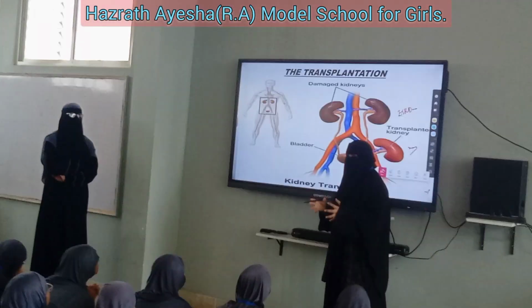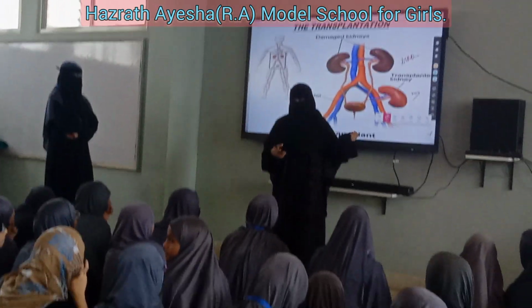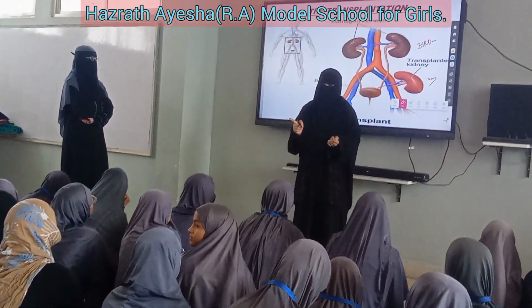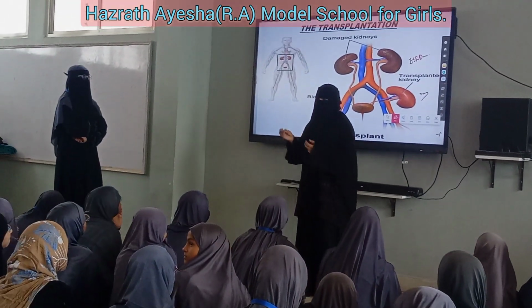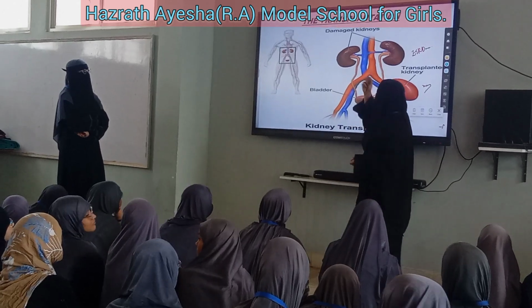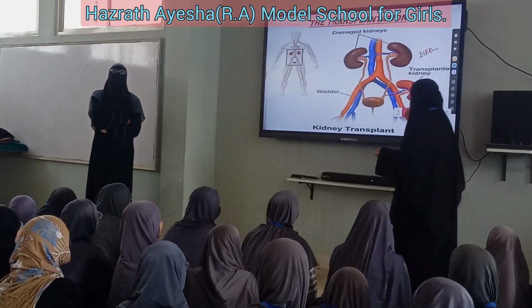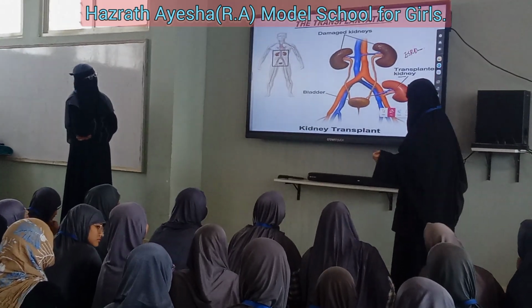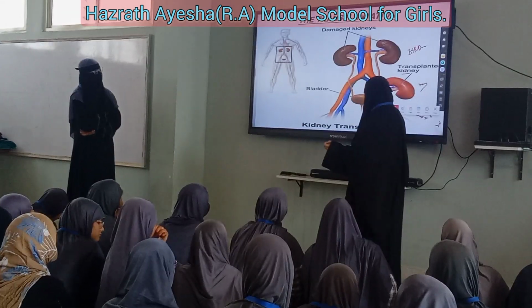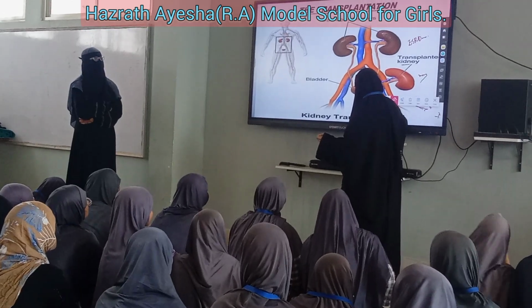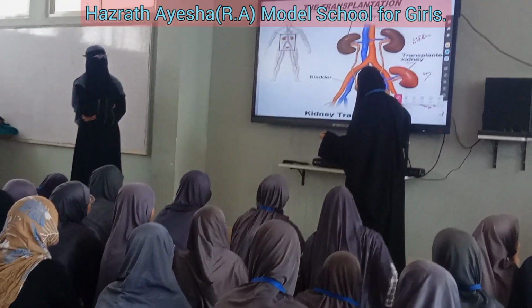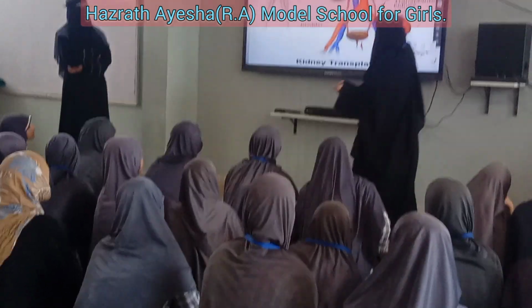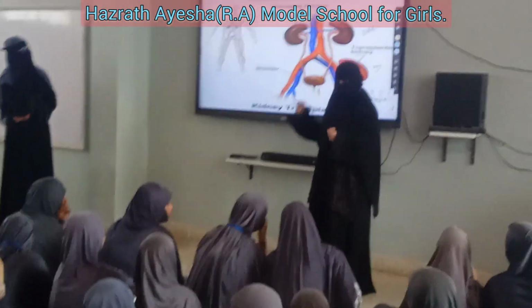The best and long-term solution for kidney failure is kidney transplantation and dialysis. And now I am going to explain to you the process of kidney transplantation. In this slide, you can observe that this is a transplanted kidney which is directly connected to the urinary bladder. And these are the damaged kidneys of the person.